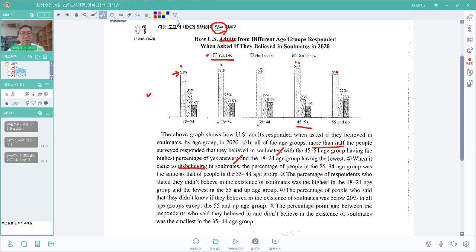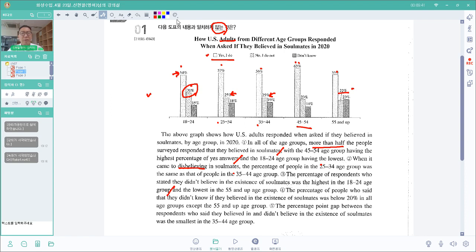So 25 and 35 for disbelieving, they have the same number, right? Which is correct. And the percentage of respondents who stated they didn't believe in existence of soulmate was highest in the 18 to 24 age groups. So for the 18 to 24 age group, disbelieving the soulmate is the highest. If we check the numbers, yes, they are the highest numbers, and the lowest in the 55 and up age group. So here 55, they are the lowest. Okay, so this is correct.